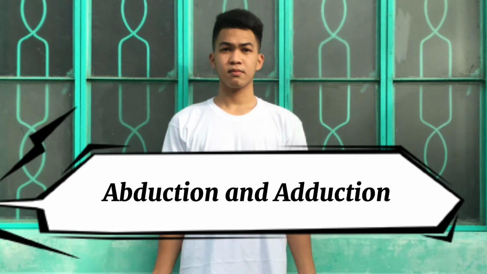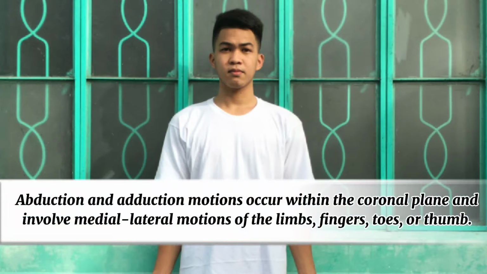Abduction and adduction. Abduction and adduction motions occur within the coronal plane and involve medial to lateral motions of the limbs, fingers, toes, or thumb. Abduction moves the limb laterally away from the midline of the body, while adduction is the opposite movement that brings the limb toward the body or across the midline.